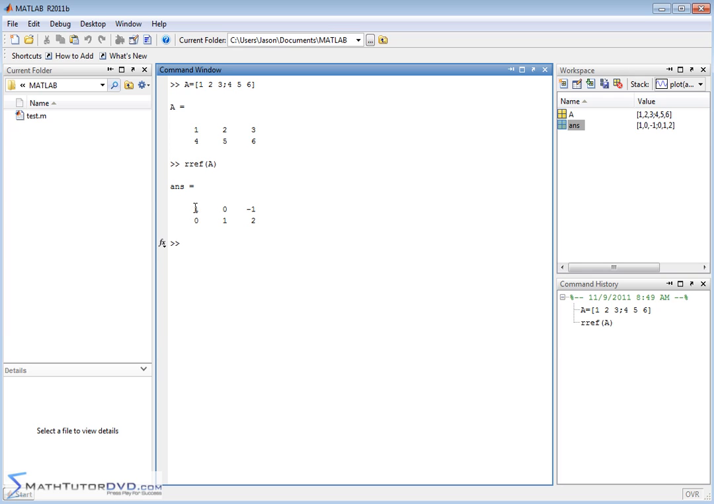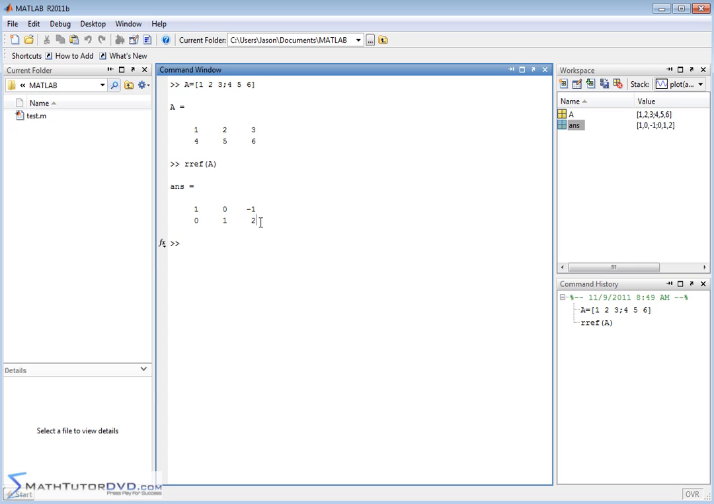So if we apply the same interpretation, what this is saying is that 1x plus 0y is equal to negative 1. This one's saying 0x plus 1y is equal to 2. So by reading the matrix, you can immediately see that x is equal to negative 1 and y is equal to 2. And so effectively, you've solved the system of equations.